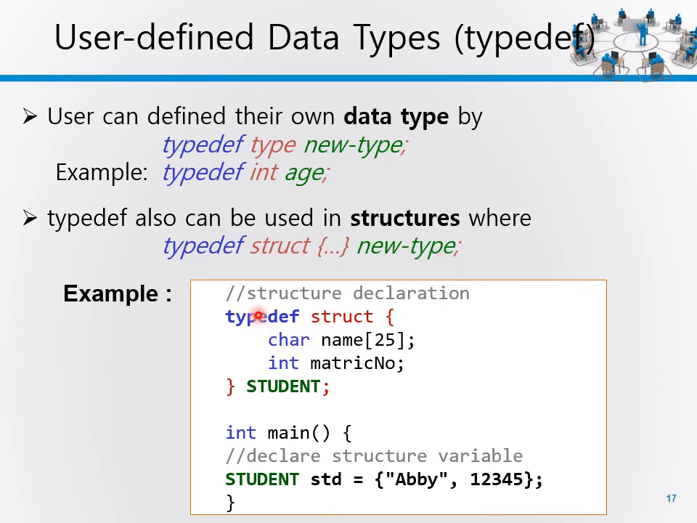For example, this is how you declare a structure. For typedef, you have typedef struct, then all the members: char name, int metric number, then we have the structure type, which is student, then int main. This is how you declare it in your program. To declare the structure variable, we have student, which is a structure type, std is the variable, equal to, ab for the name, don't forget the double quotation, comma, and the metric number.